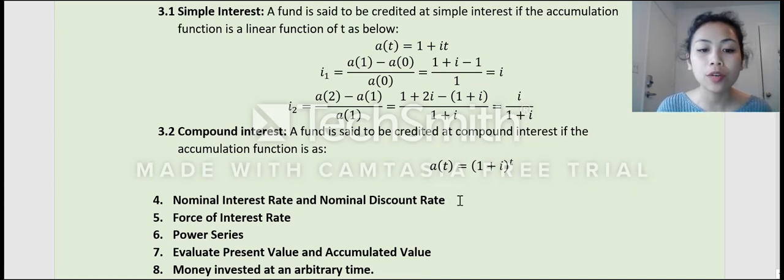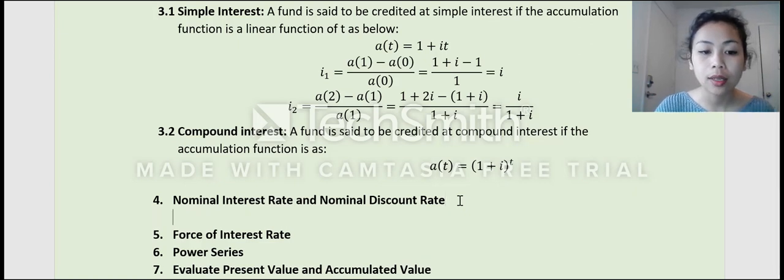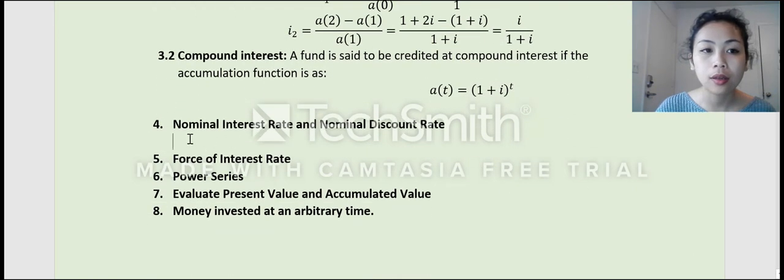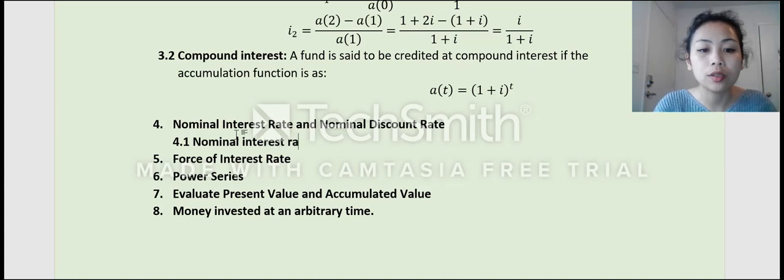Next, nominal interest rate and nominal discount rate. So first, 4.1 nominal interest rate.